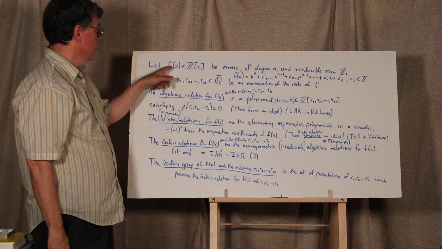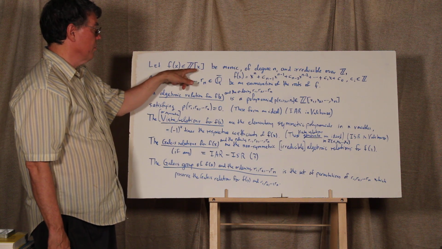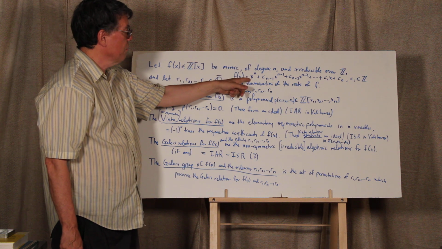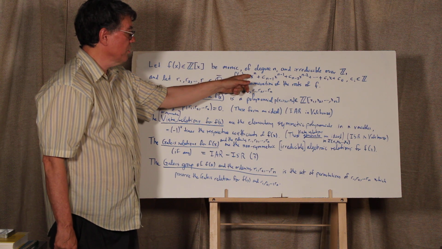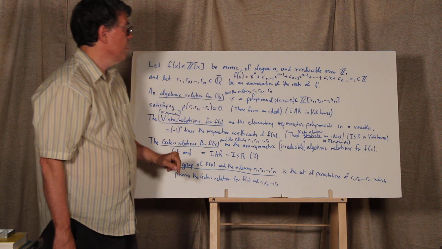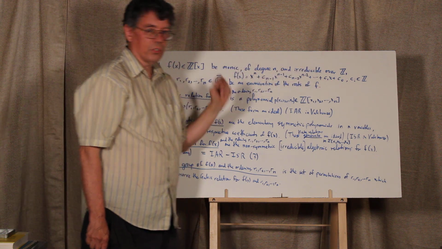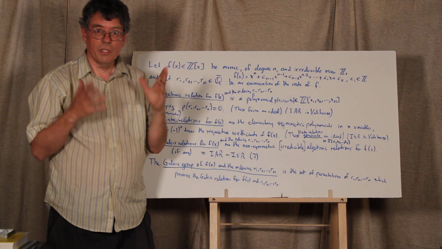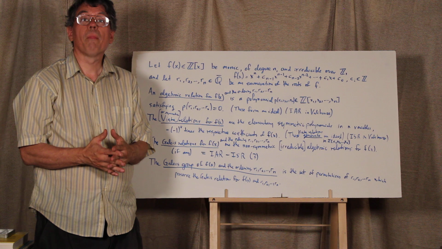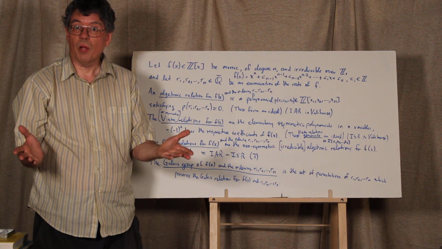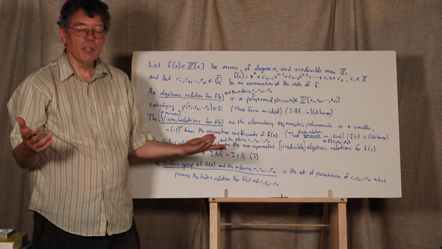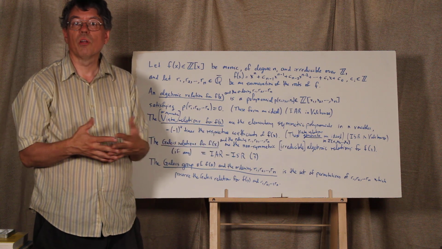So f of x is an integer polynomial. We're going to assume that it's monic. That means the coefficient of the highest degree of x is 1. We're going to assume that it has degree n, and that it's irreducible over the integers. That means it doesn't factorize into lower degree polynomials that are also integer polynomials. Similar to a prime number in number theory. The number 37 has only itself and 1 as factors.